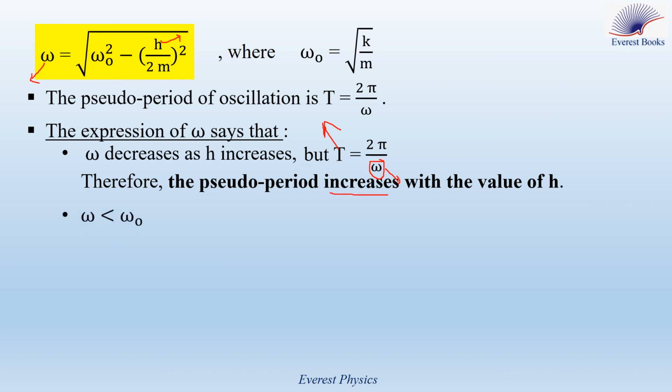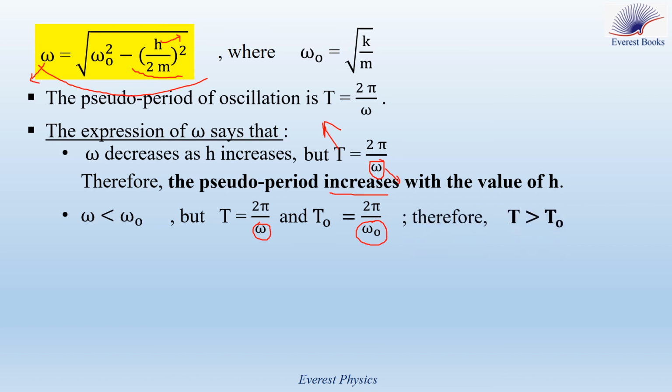The expression of omega also says that omega is less than omega 0. Observe this equation. Omega equals the square root of omega 0 squared minus this term. So omega is always less than omega 0. But T equals 2 pi over omega and T0 equals 2 pi over omega 0. Since omega is less than omega 0, we can conclude that T is greater than T0, or the pseudo-period is greater than the natural period.